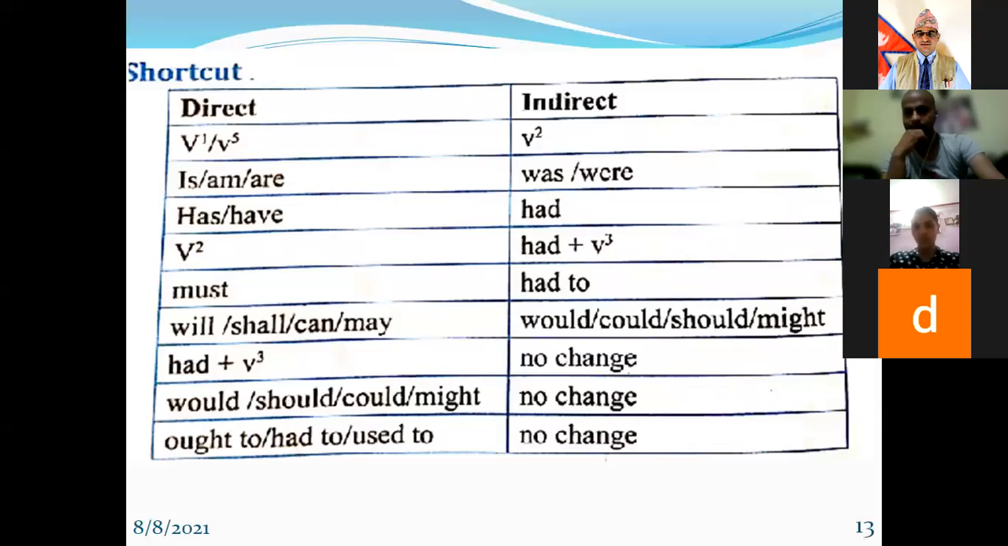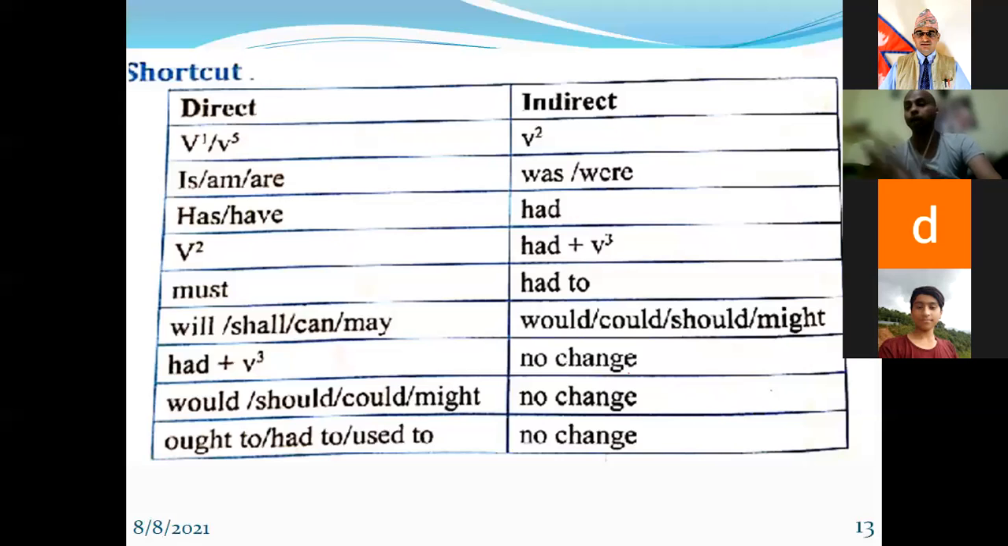Both will and shall can be changed into would. But if the subject is I or we, we can change shall into should also. If you change it into would, that also does not make any mistake. But generally, we need to use will and shall according to the subject. It is better not to use shall with second and third person. If you use shall with second and third person, that is obligation.